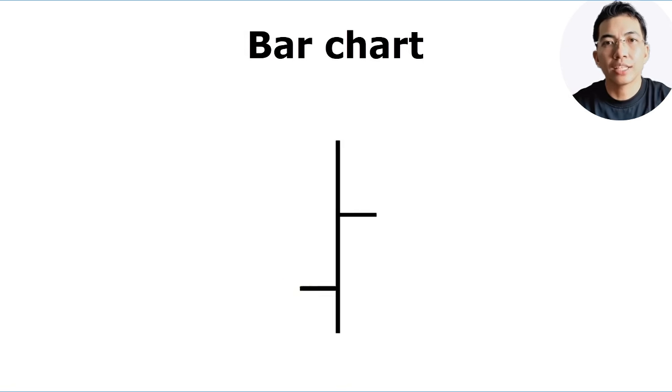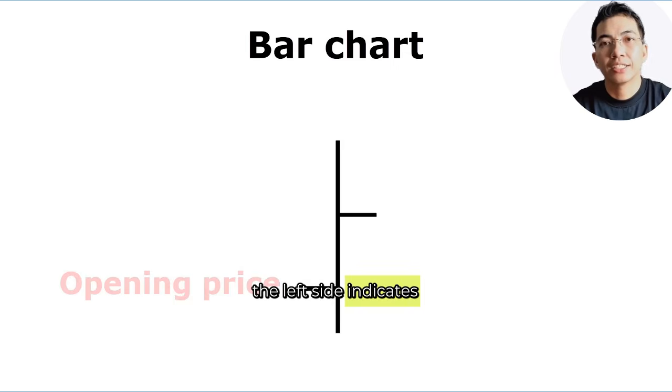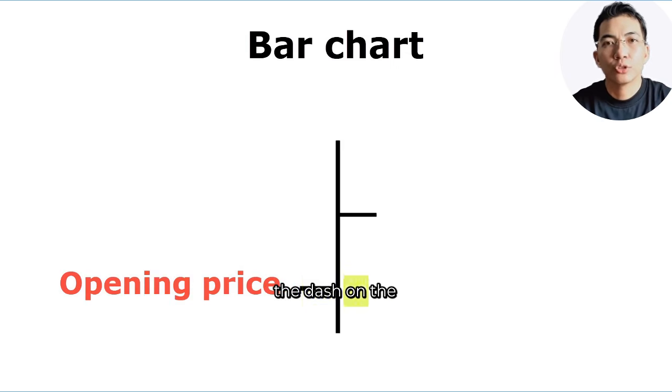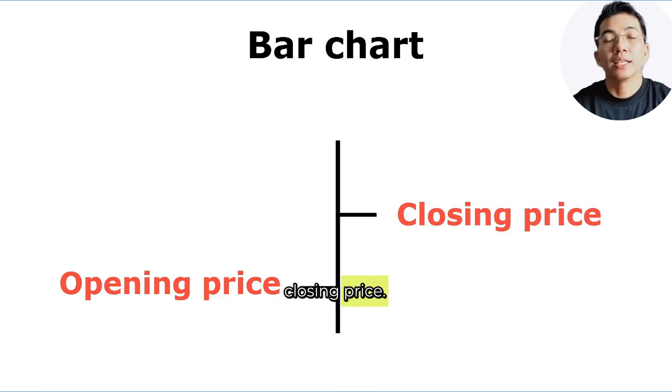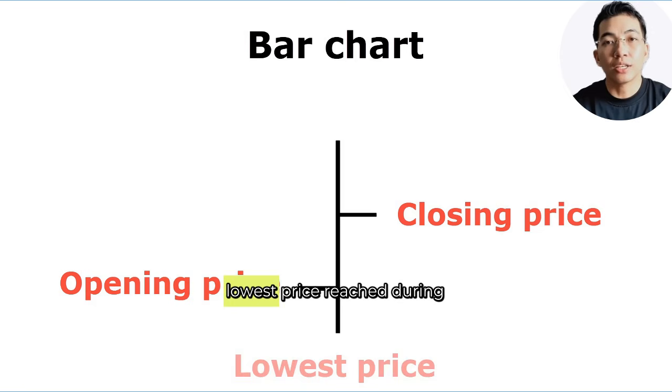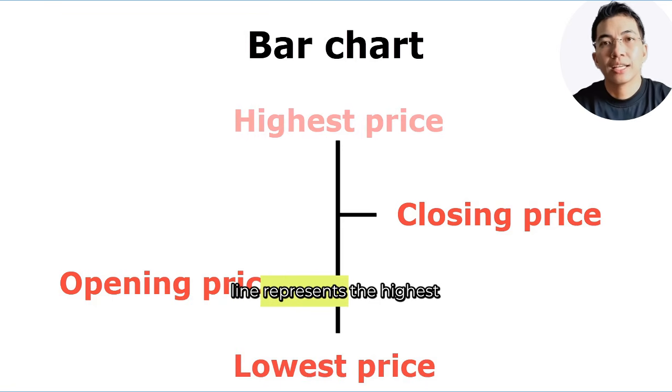While the line chart gives information only about the opening and closing prices, the bar chart also provides you with information about the high and the low for the session. The horizontal dash on the left side indicates the opening price, and the dash on the right side indicates the closing price. The vertical line gives information about high and low. The bottom of the vertical line is the lowest price reached during the session, while the top of the vertical line represents the highest point reached during the session.